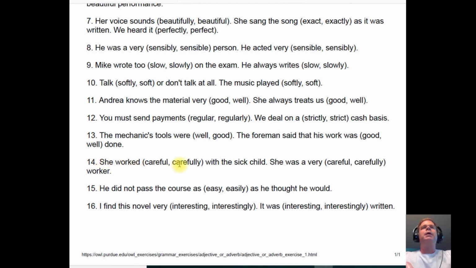She worked carefully with the sick children, modifying worked. She was a very careful worker, modifying worker, adjective. He did not pass the course as easily as he thought he would. Pass, verb. I find this novel very interesting. This novel is interesting, adjective. It was, and now we're modifying written, interestingly written, modifying written.